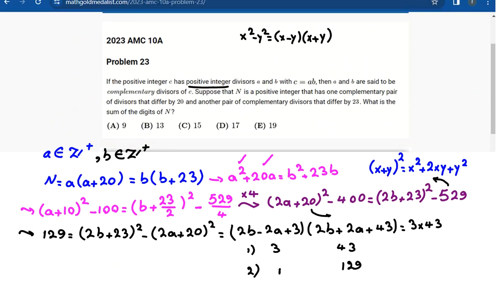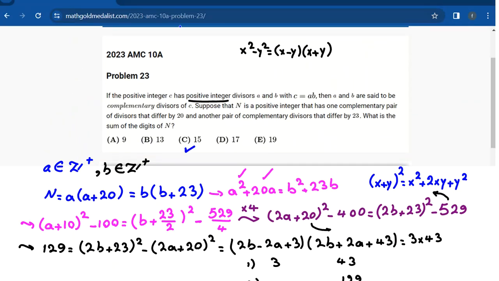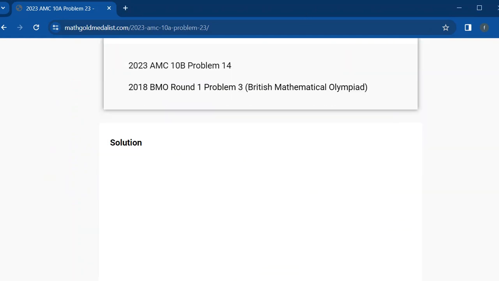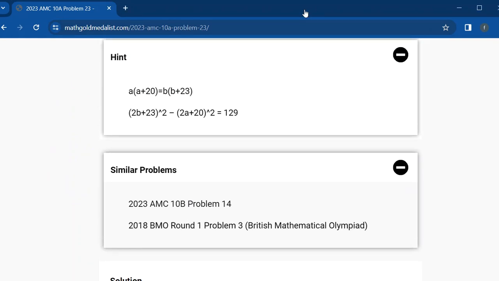Which choice? Choice C. As homework, try to solve these two problems, 2023 AMC 10B problem 14 and this problem of BMO.